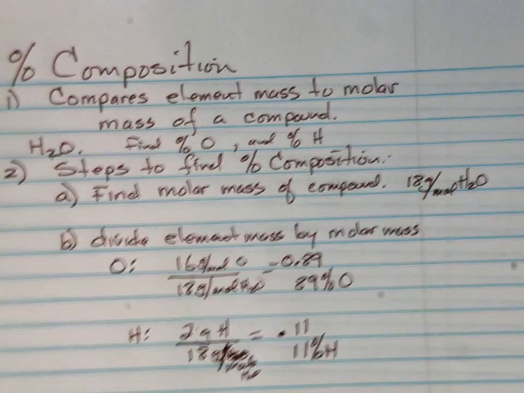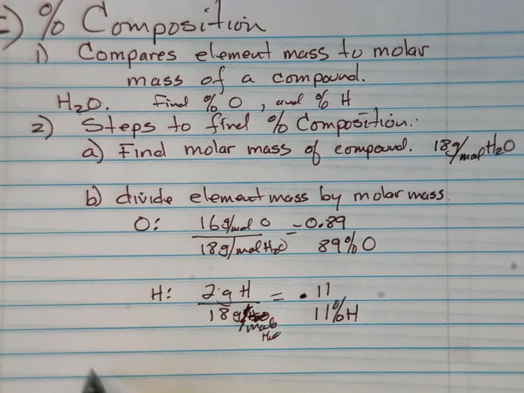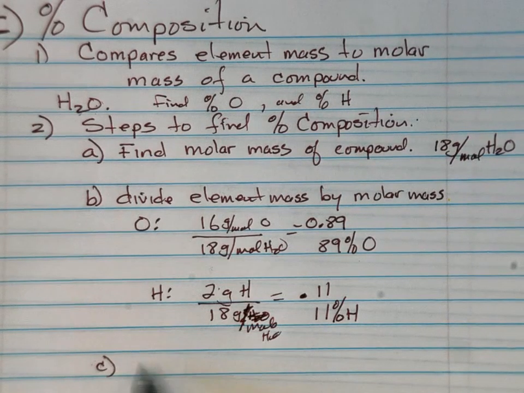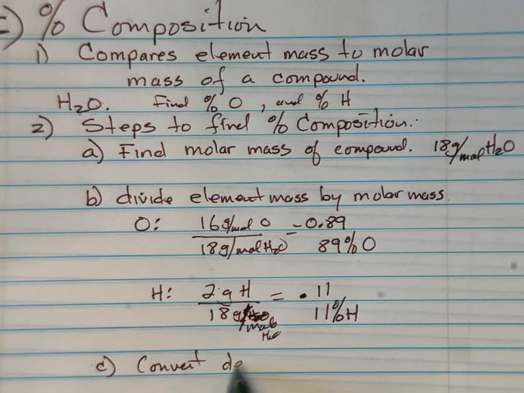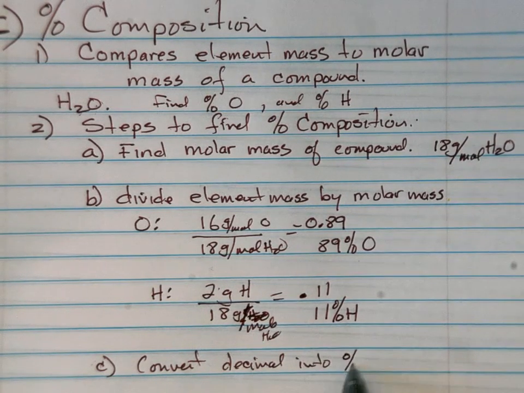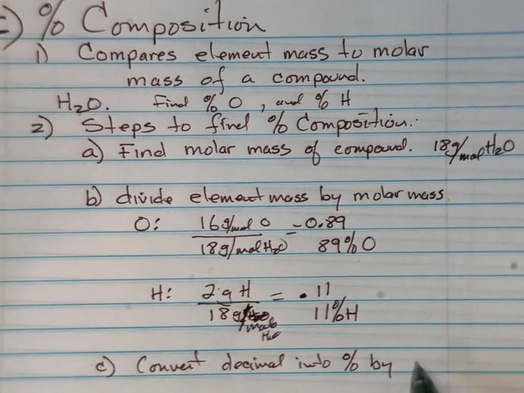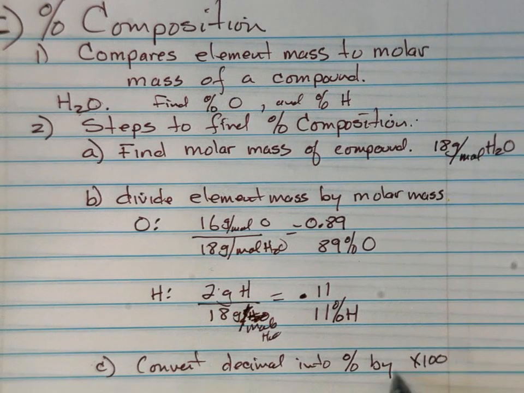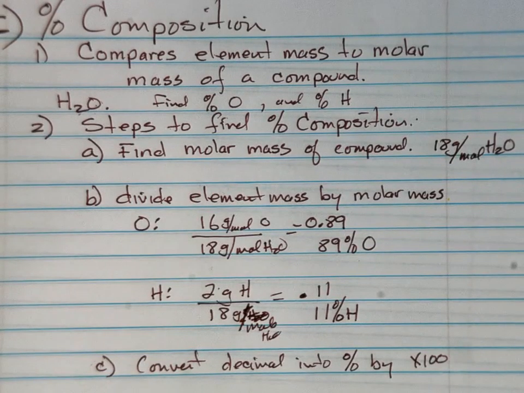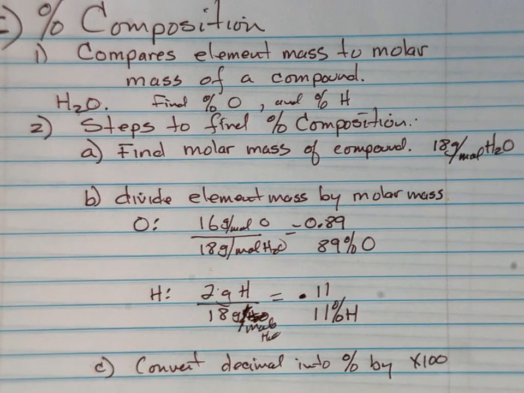I guess part C, if there was a part C, would be: convert the decimal into a percent by multiplying by 100. But most of you know that already. So that's the notes for that.